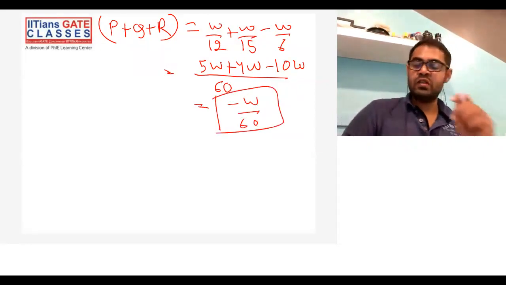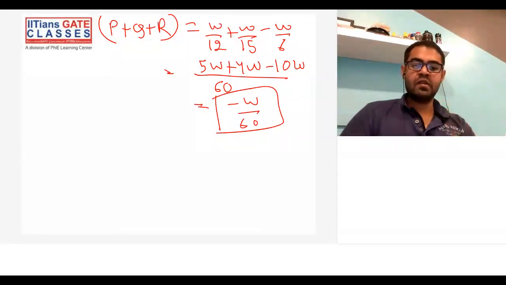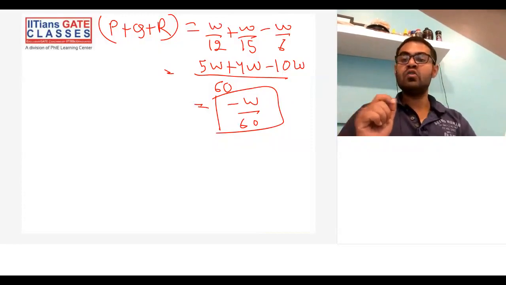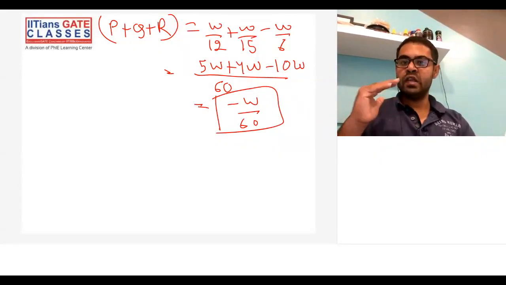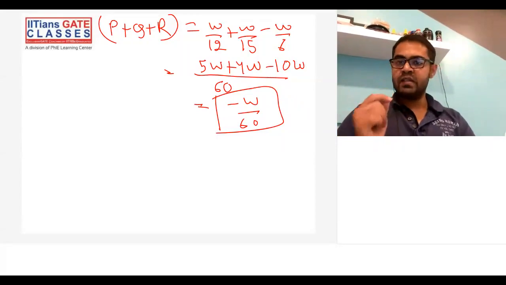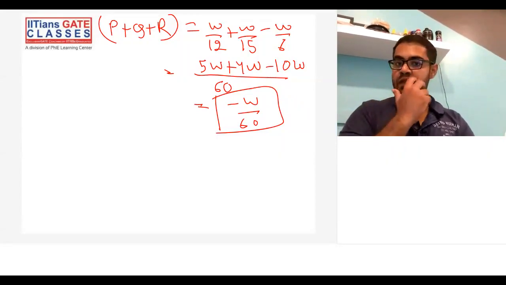Now what this minus W by 60 represents is that if P, Q and R, all of them together are working, you will get a negative work. Then that means you will not be able to fill up the tank. The rate at which water is emptying out of the tank will be more as compared to the rate at which the tank is filled up by P and Q. This minus W by 60 represents that.